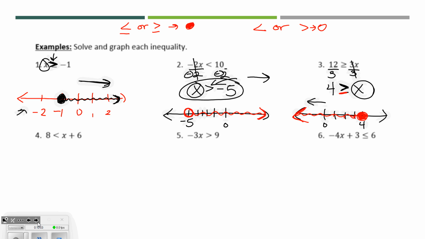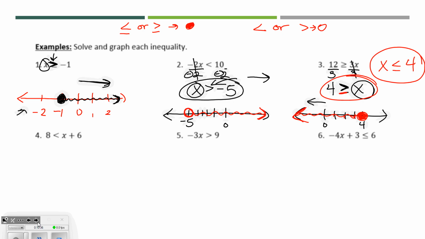So let me show you what you can do in number 3. In number 3, we solved, we got 4 is greater than or equal to x. You can literally flip this and put the x over here and the 4 over here, but if you flip, you have to flip the inequality symbol as well. So it's x is less than or equal to 4. I notice that my students a lot of times like to have the variable on the left. They like to read it that way. So I would suggest if you get your answer and your variable's on the right, to flip it and put it on the left. But when you flip it, you have to flip the inequality.